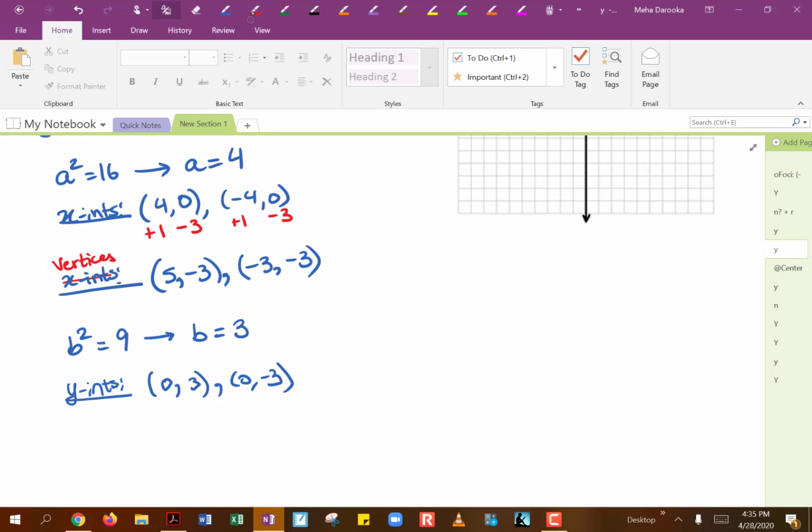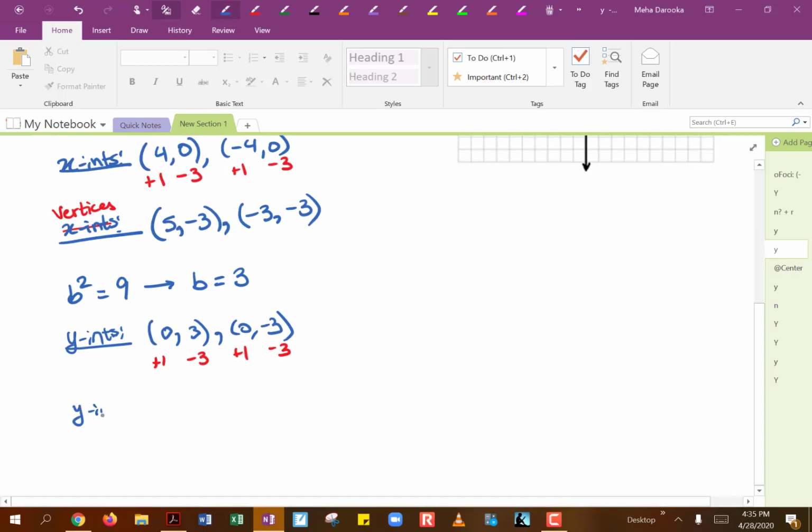But same thing's going to happen here. All of our x values are moving 1 unit to the right. So that means add 1 to both our x values here, and then our y values are moving 3 units down. So subtract 3 from all of our y values, and our new y-intercepts are now going to become 0 plus 1 is 1, 3 minus 3 is 0, 0 plus 1 is 1, negative 3 minus 3 is negative 6.